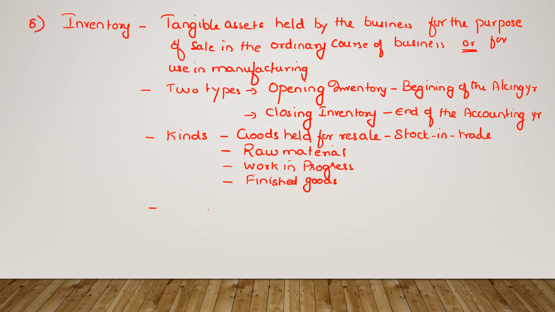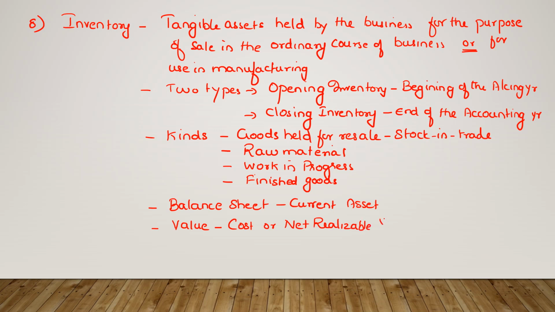Now, where do we show this inventory? This inventory will be shown in the balance sheet on the asset side as a current asset, because it is going to be moving, it is going to get sold off, it is going to get converted into cash, so it is a current asset. And how do we value such an asset? It is valued at cost or net realizable value, whichever is lower.